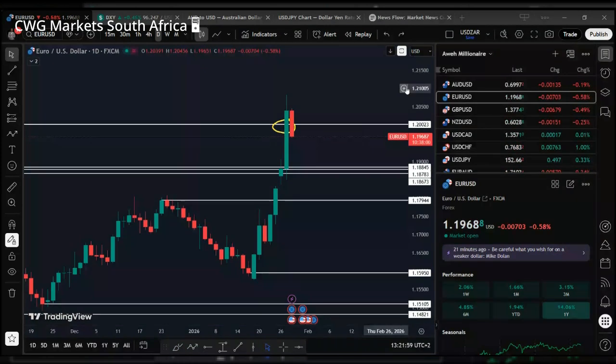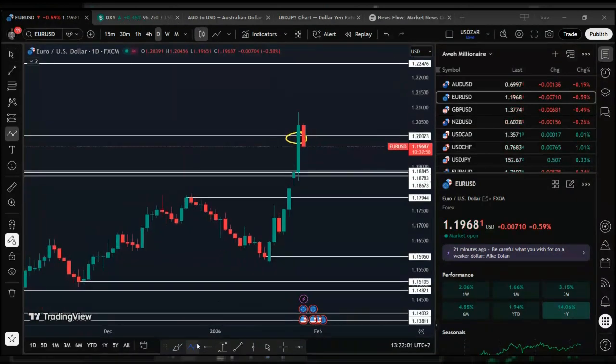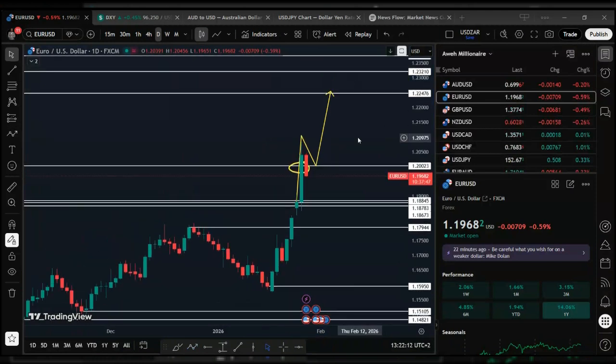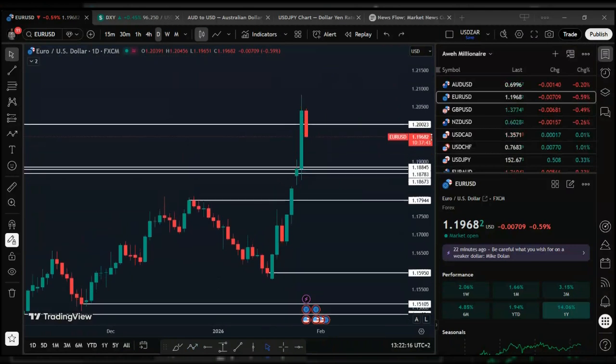of major support on Euro USD. So this indicates a potential reversal, or if price manages to continue back up above this level, then this will open up doors for price to continue this upward momentum, with the next major resistance sitting at the 1.2247 level on Euro USD. So that's Euro dollar.